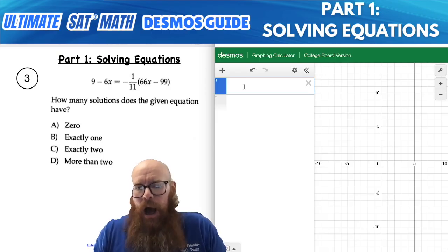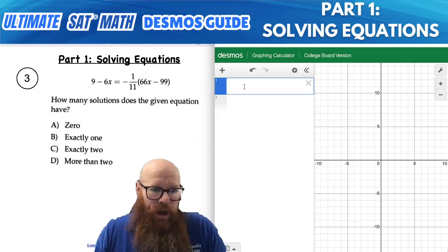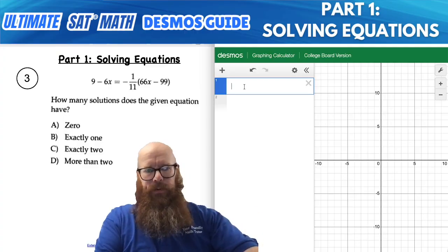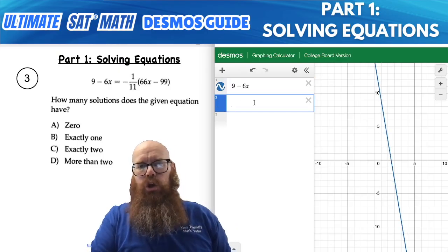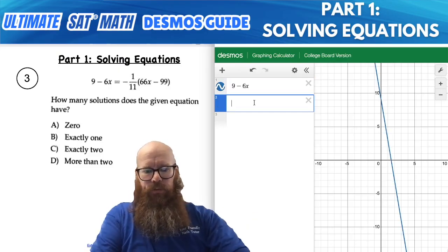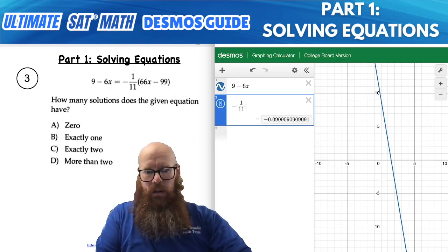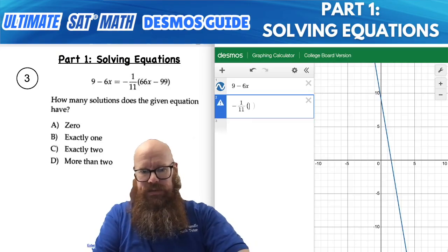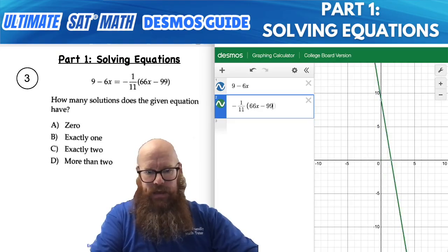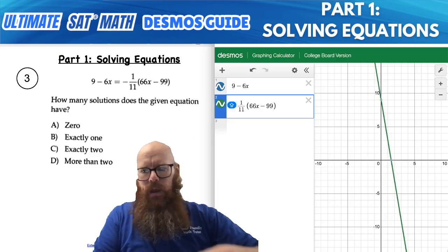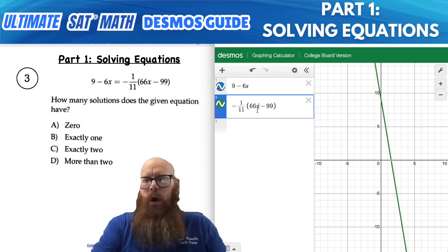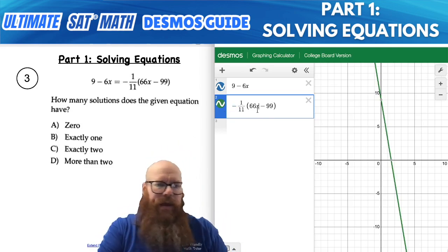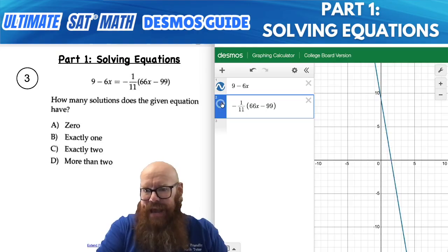So the other option, the third way I'm going to show you to graph an equation, is instead of bringing all this to one side, just graph the sides separately. So 9 minus 6x is the left side, and then go to a new space and graph the right side. So negative 1/11 times 66x minus 99. And what happens is it graphs both of them, and so you just look for the intersection points. But here, it's the same line.